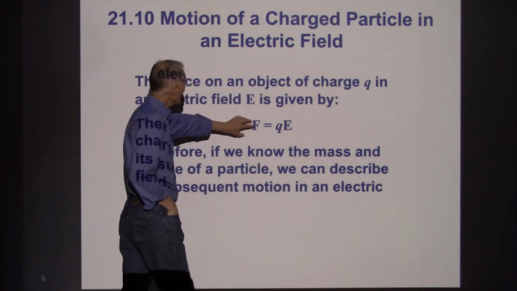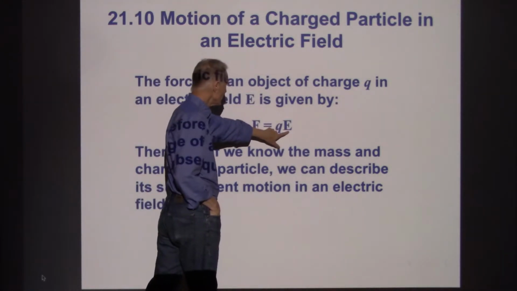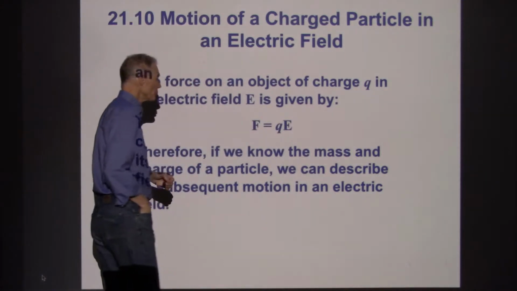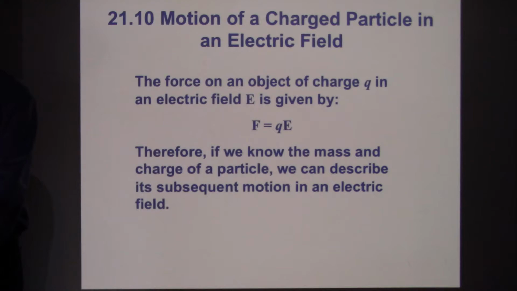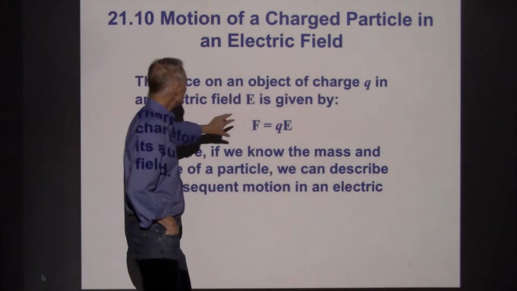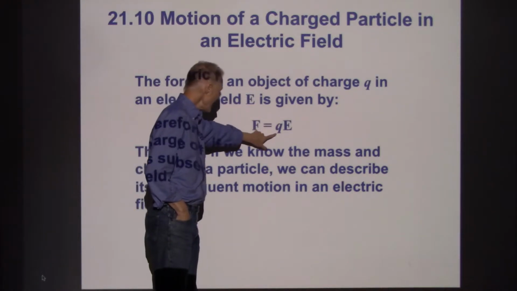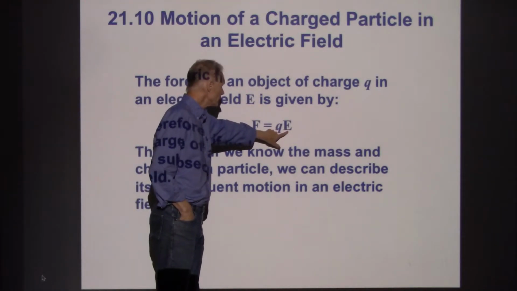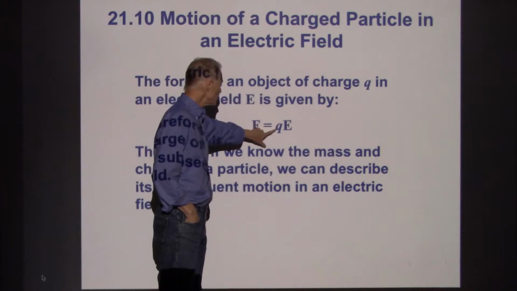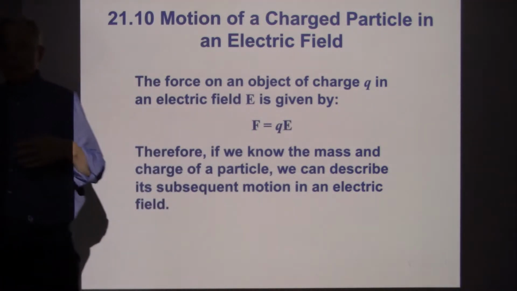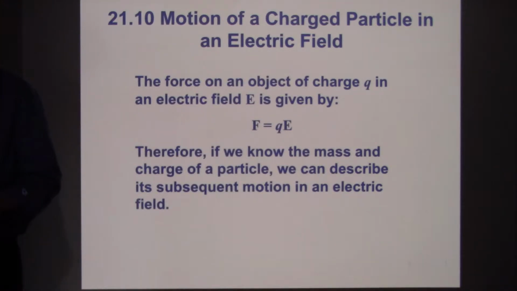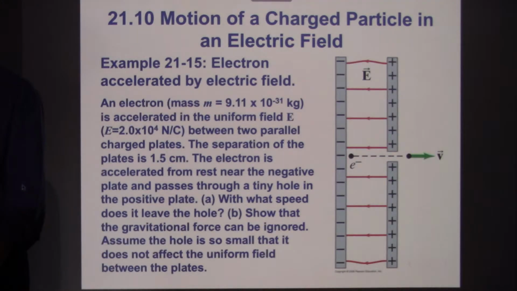The force acting on a charge in an electric field is given by F equals Q times E. That looks a lot like F equals mg, right? Back with gravitational fields, we said that the gravitational force was m times g. But now the force is going to be Q times E. The mass has been replaced by the charge, and the gravitational field has been replaced with the electric field.